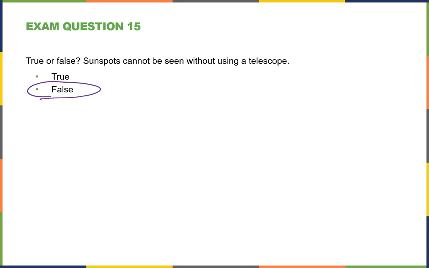You can take a piece of paper and put a hole in it and have that project the sun onto an object, what we call a pinhole camera, and in that you can see sunspots. So that was pretty much a bad question, I think. Anyone going to argue that? One person might get it right.